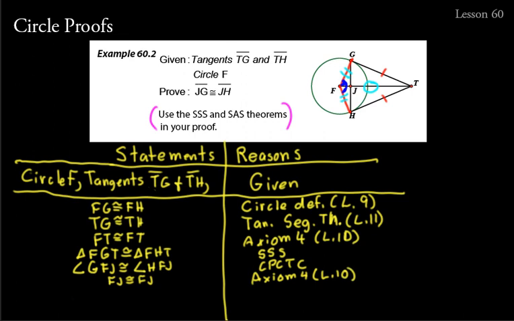And then triangle GFJ is congruent to triangle HFJ by side-angle-side, and JG is therefore congruent to JH by CPCTC. So we've proven that. There's also no reason you can't use two triangle congruency theorems in the same proof. We had to use two different ones because there were two different triangles we had to work with there. That's just what you have to do sometimes, is use more than one triangle congruency theorem in a proof. Okay, well that's all for lesson 60.